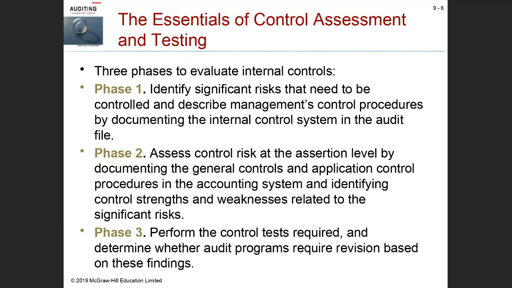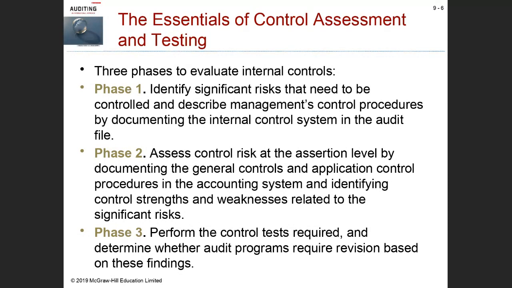So the only controls that the auditor is interested in, and this is really covered in the wording here for phase 1, are the internal controls that address the significant risks. And the significant risks from an audit perspective are those related to management's assertions. So the auditors want to identify the risks of management's assertions being incorrect, and then determine, given those risks, how management controls those risks.